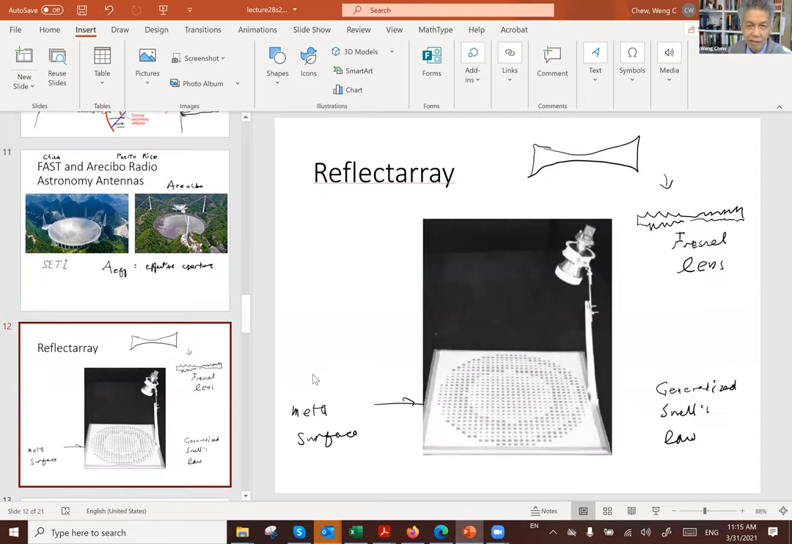And then you can have other kinds of quasi-optical concepts where you can make a surface that reflects the ray, the light, in such a way. We call this reflector ray. And it is very difficult to solve problems of this kind because you don't have a closed form solution.